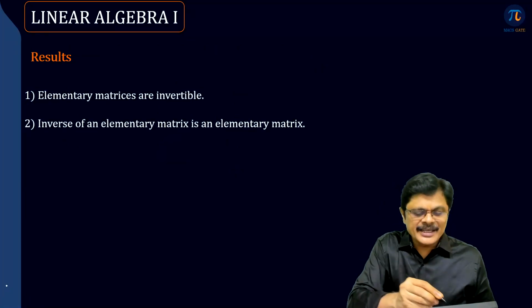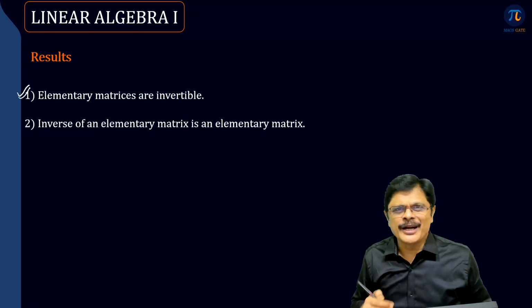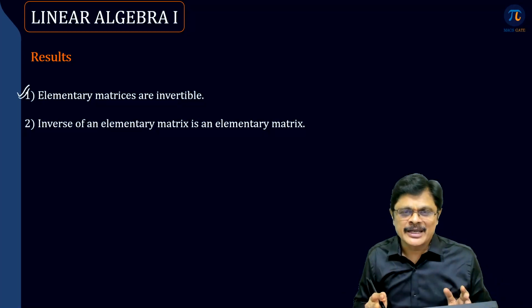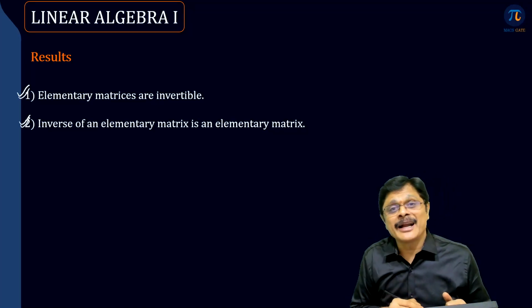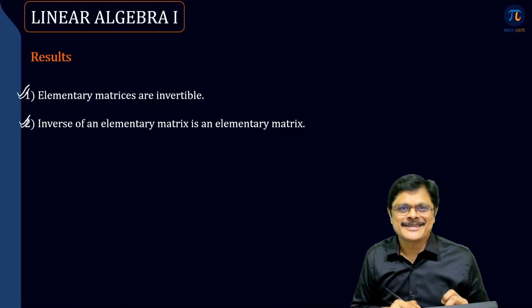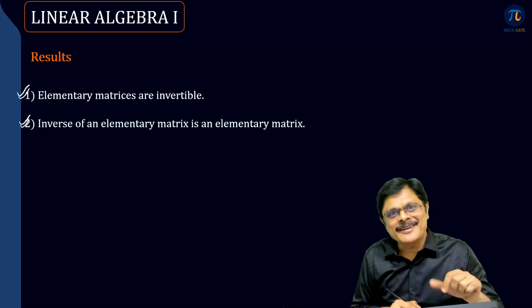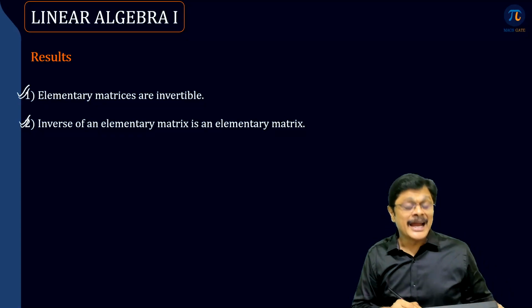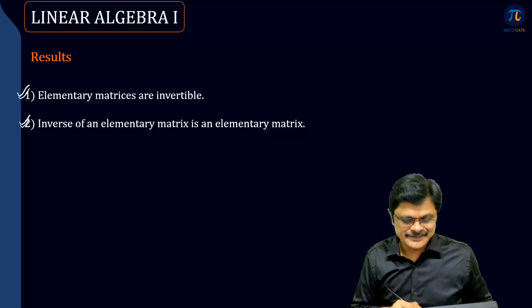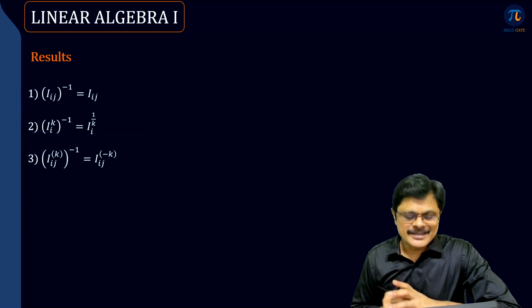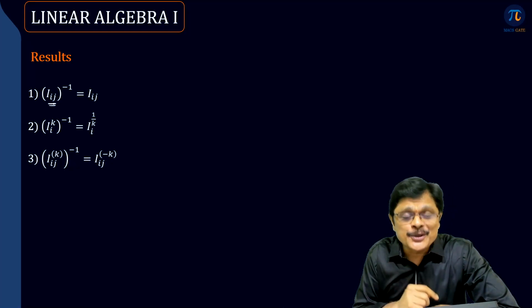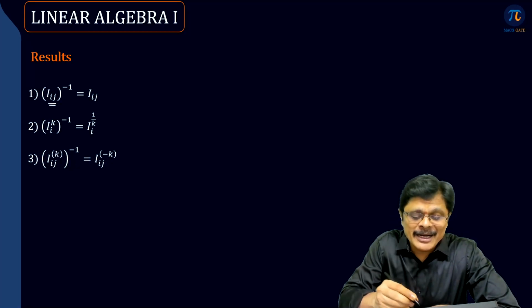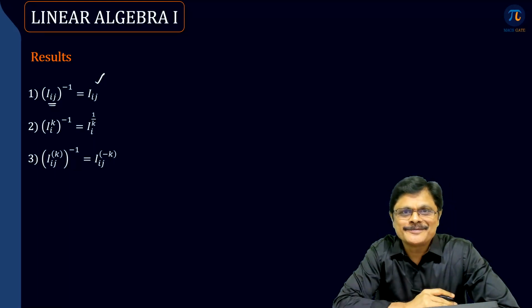Now the interesting thing is all the elementary matrices, whatever elementary matrix you get, are invertible. The inverse of such a matrix exists. And the inverse of an elementary matrix is also an elementary matrix, and you can easily identify it. Now look at this. Suppose your elementary matrix is obtained by interchanging 2 rows. The inverse of the elementary matrix is the same matrix.